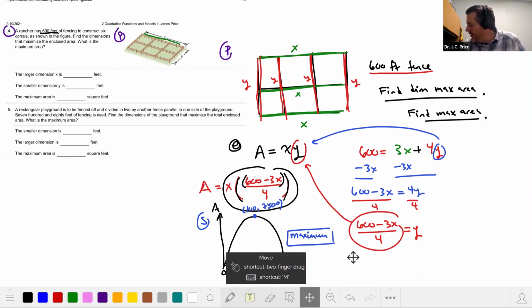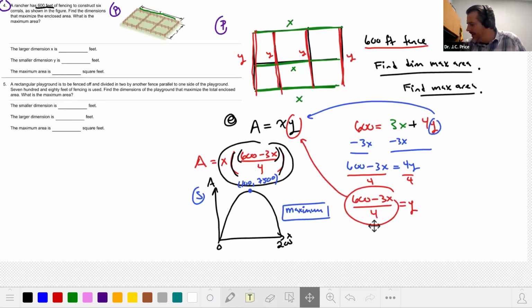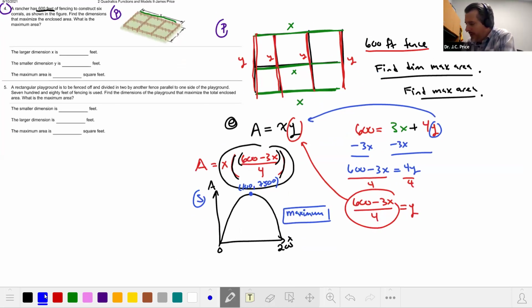I now know a couple things. I know what x is equal to. And so x is equal to 100. So for right here, I'll put x is 100 feet. And then it wants y. Now here's where we have to be really careful.